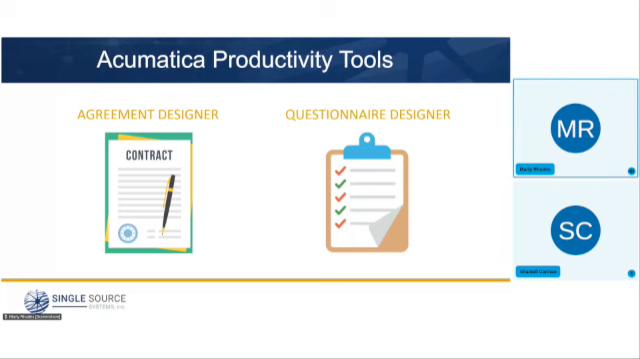The productivity tools are a suite of products that improve the experience and the productivity for Acumatica users. As I mentioned, the productivity tools are a horizontal application that can be used with any edition of Acumatica and across multiple segments of a business. The productivity tools are made up of two modules, the Agreement Designer and the Questionnaire Designer. I'm going to walk through a few slides to explain the features of each of these designers. Unfortunately, just due to time constraints, the presentation will not include a live demo, but we do have on-demand videos of both of these products. Let's start with the Agreement Designer.